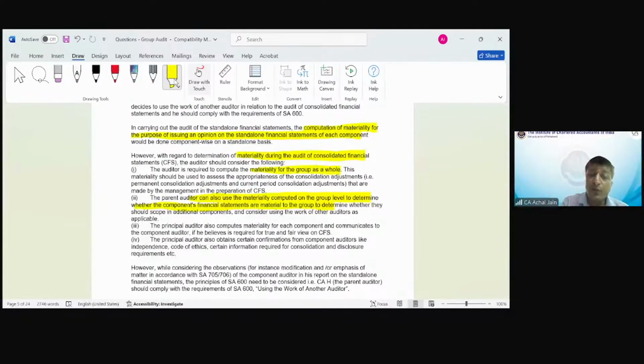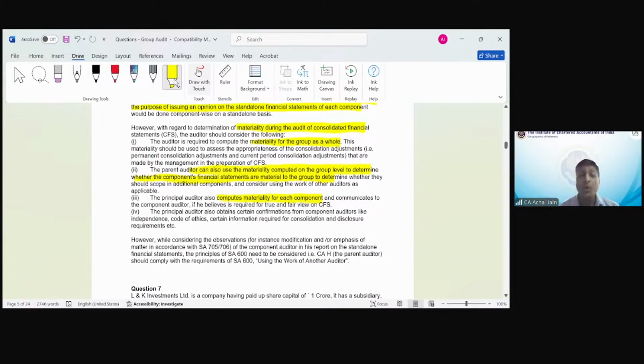The parent auditor will also compute the materiality for each component and will communicate that to the component auditor, right? And of course, various other requirements related to the component auditor will be the requirement of the parent auditor. Now, as far as the observations of the component auditor are concerned, what will happen? In that case, the parent auditor should comply with the requirements of SA.